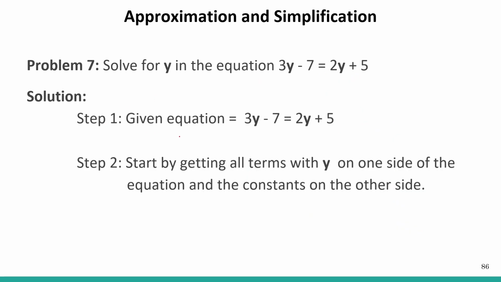So let's see the solution. Step 1 is what? Given the equation 3y minus 7 is equal to 2y plus 5. Start by getting all the terms with y on one side. So what we did was we took 2y to the left hand side and we got all the constants to the right hand side.